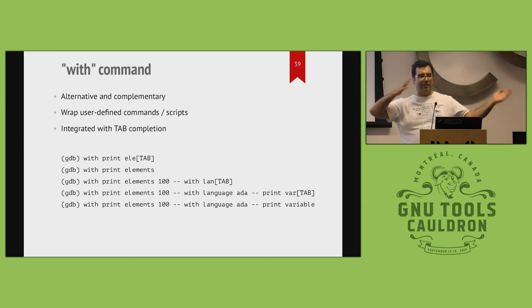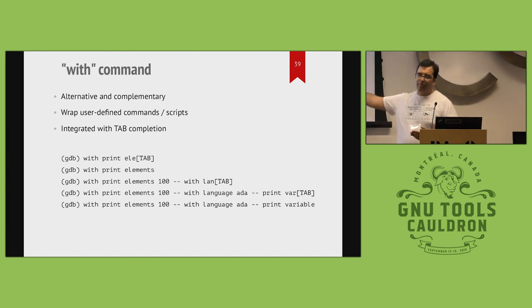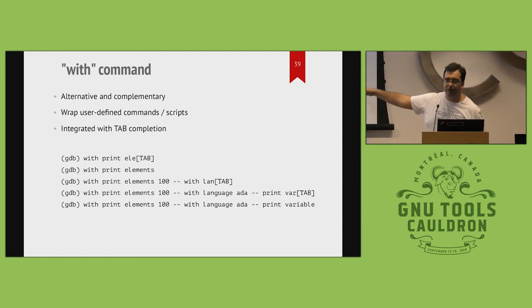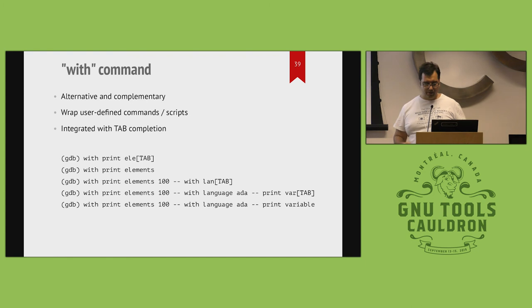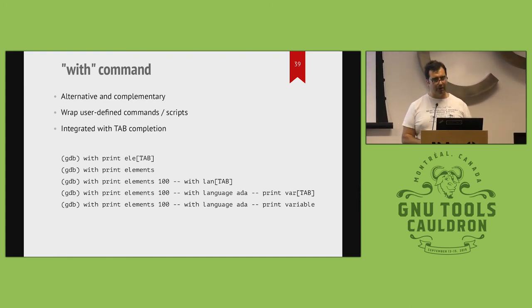This goes back to the tab completion part of the talk about being dynamic and handling things in a single pass. So the with command understands what is following it, and as soon as you reach the subcommand part, now it knows what to complete. So with print elements 100, with language ada, print var, here it knows it's completing an expression. Right? There it was completing a number, there you're completing a language, so it's dynamic and adjusts. And this is maybe like 30 lines of code to implement this command, very short.